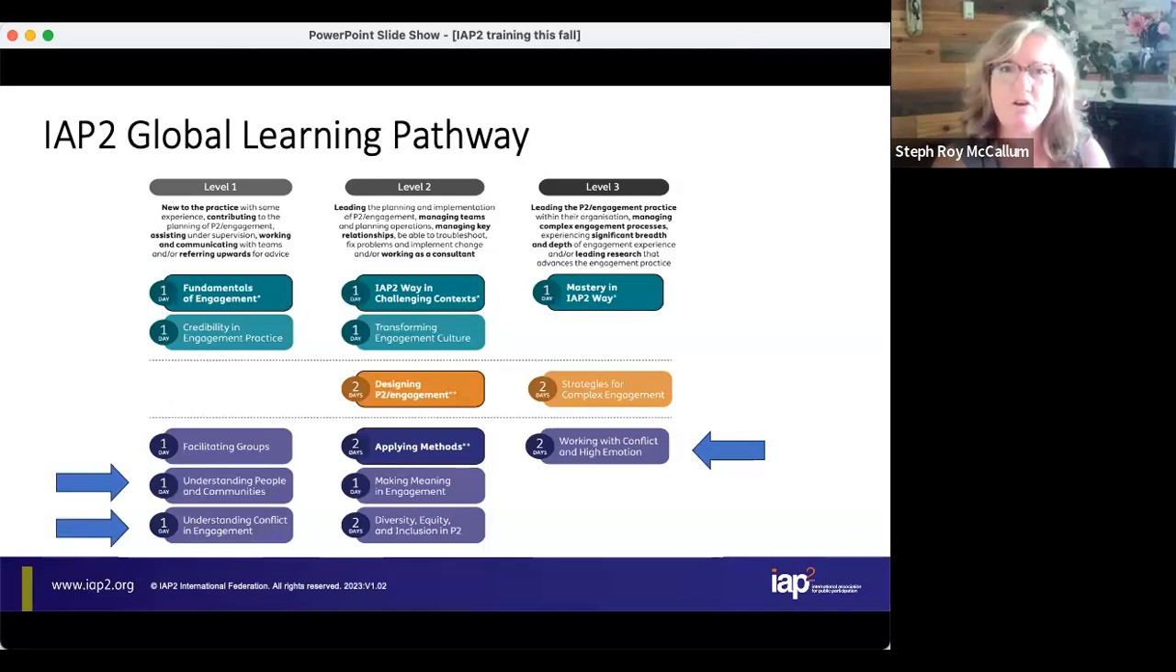So let me share my screen, and I can tell you a little bit about those courses and who they're for and what you might get out of them. So this is called the IAP2 Global Learning Pathway.